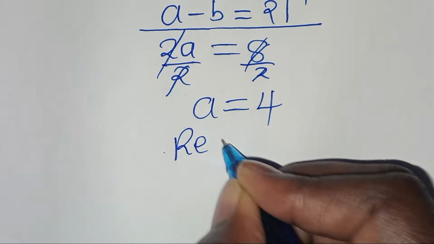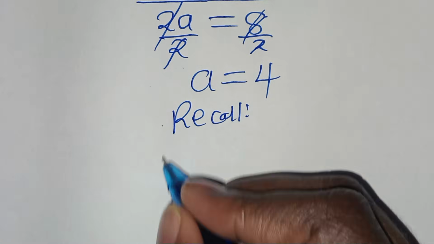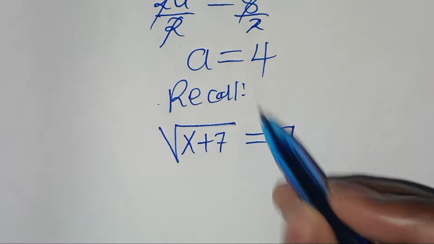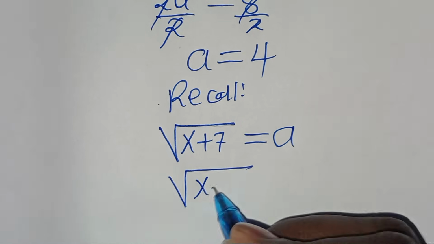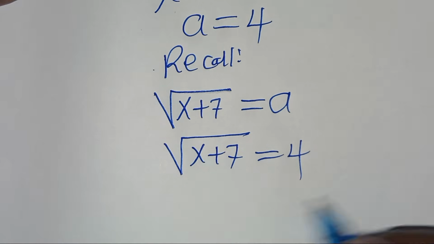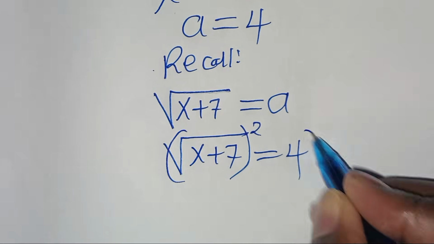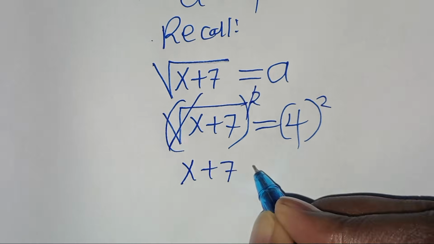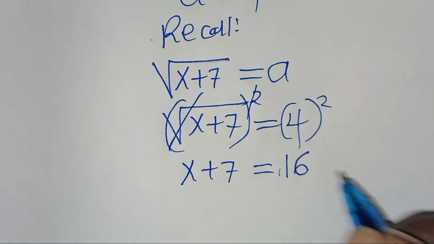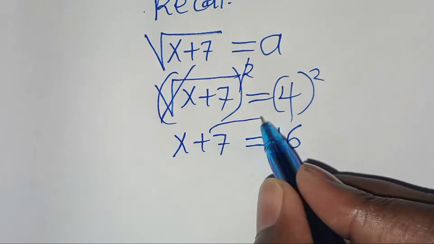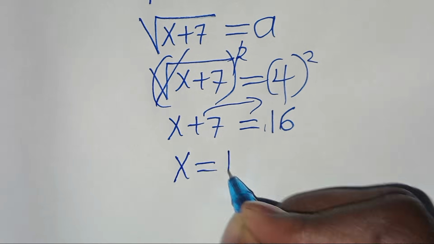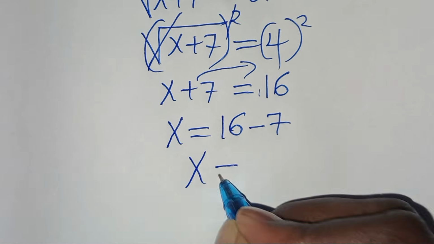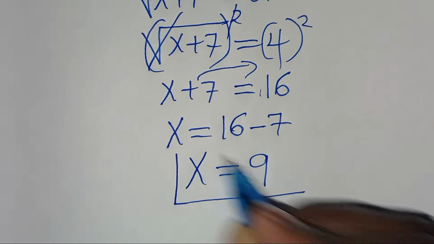Now if you recall, we let square root of x plus 7 be equal to a. So let's substitute a with 4, so that we have the square root of x plus 7 equal to 4. Now to solve for x, let's eliminate the square root sign by squaring on both sides, so that x plus 7 is equal to 4 squared, which is equal to 16. Now let's take plus 7 to the right hand side, so that x is equal to 16 subtract 7, and this implies that x is equal to 9. We have the value of x equal to 9.